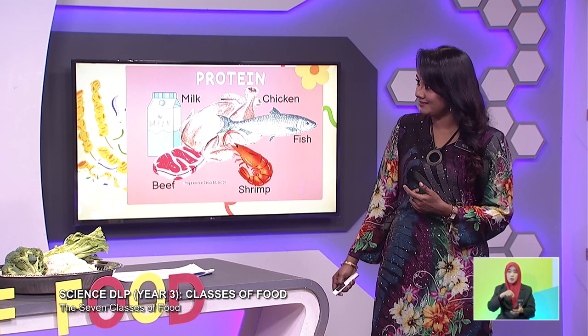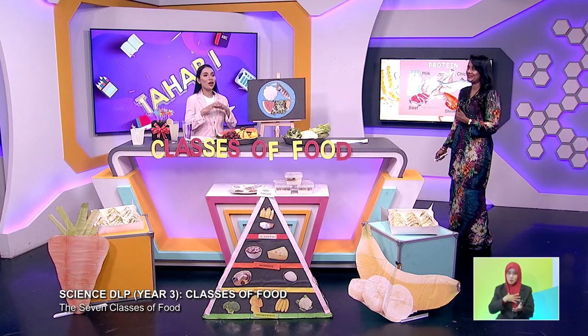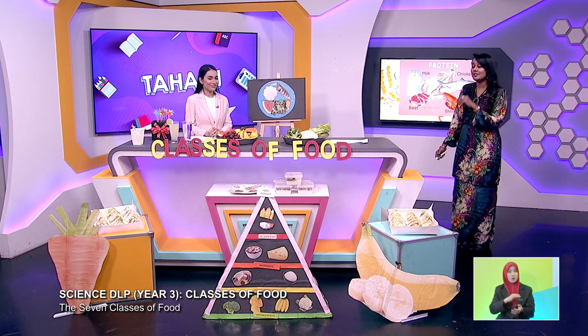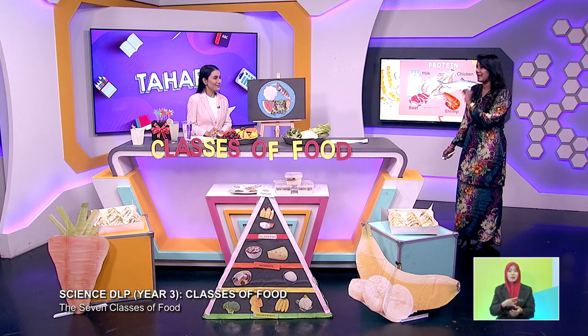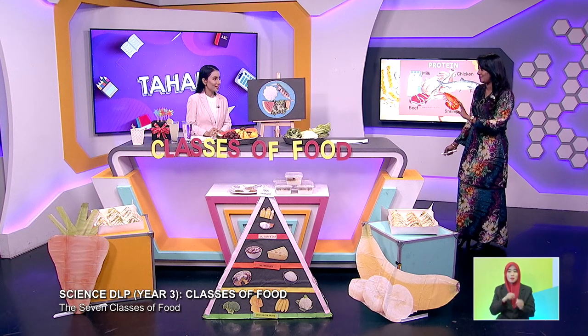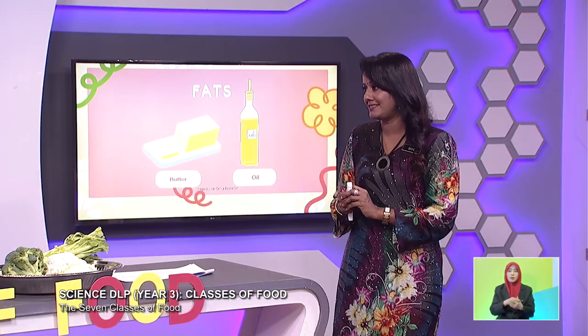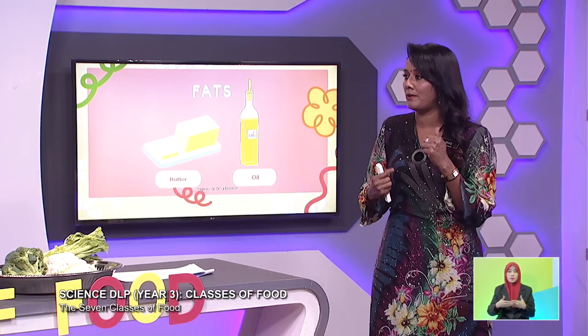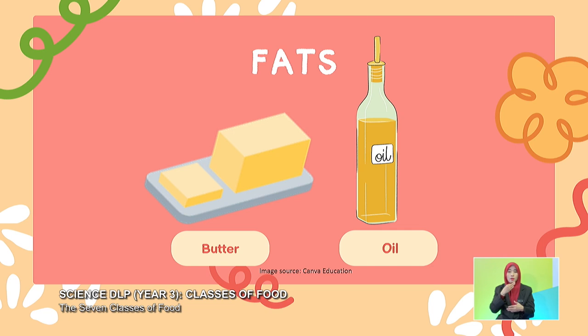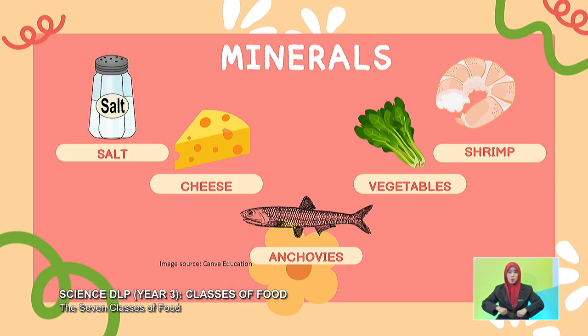You like to take chicken? I do. I believe it's in a lot of meals in Malaysia. Exactly. So that's why we can get protein from these other foods. All right. Now next is fats. Fats we can find in butter and oil. So when you fry anything, the food contains fat as well. Right. Even if you don't see it.